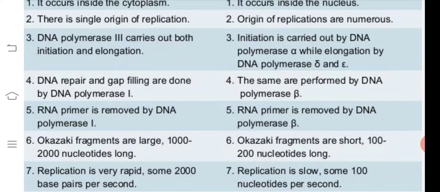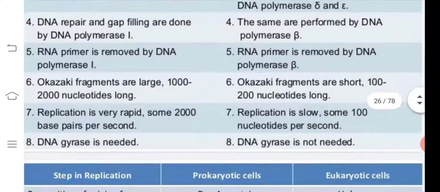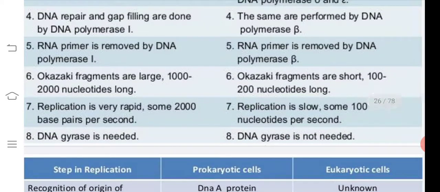In eukaryotes, initiation is carried out by DNA polymerase alpha and elongation by delta and epsilon. So eukaryotes require different enzymes for initiation and elongation. DNA repair and gap filling are done by DNA polymerase 1, and here by DNA polymerase beta. RNA primer is removed by DNA polymerase 1, and here by DNA polymerase beta.